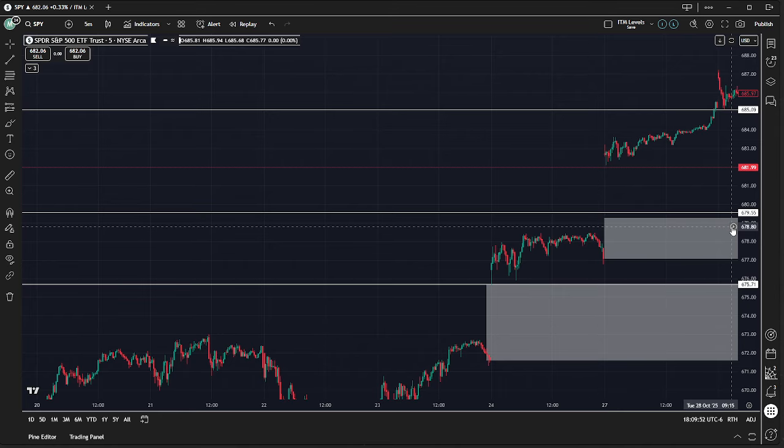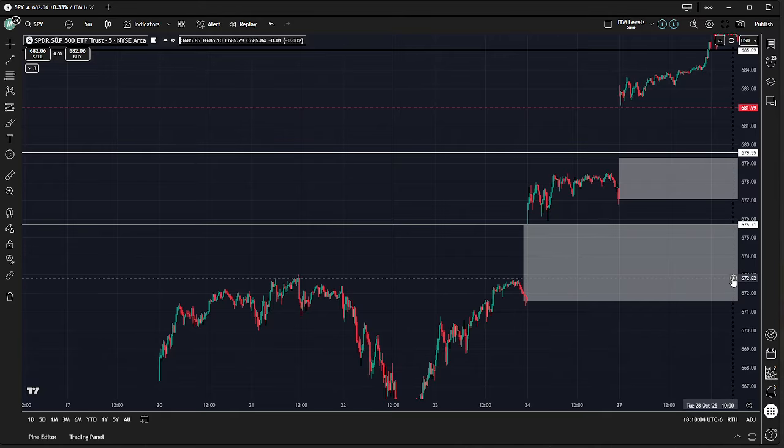Below 679.55, I'll be looking for the move back down to around the 675.71 area. For sure this gap fill. Below 675.71, I'll be looking at.